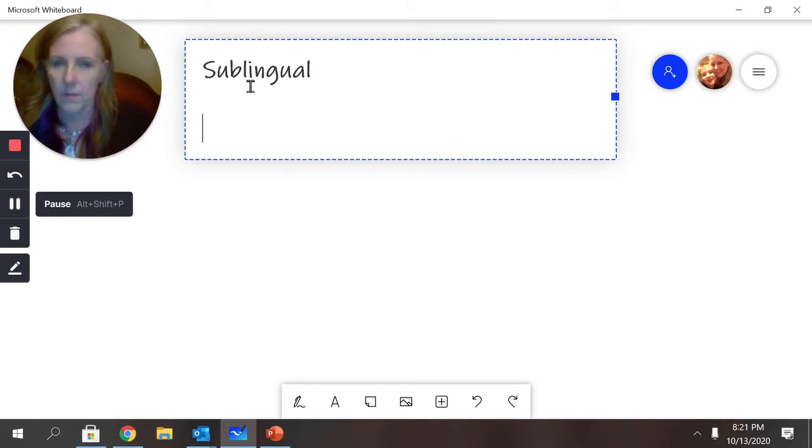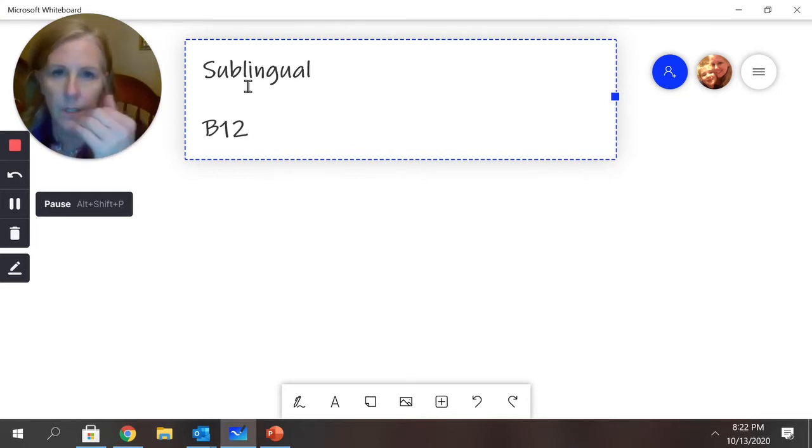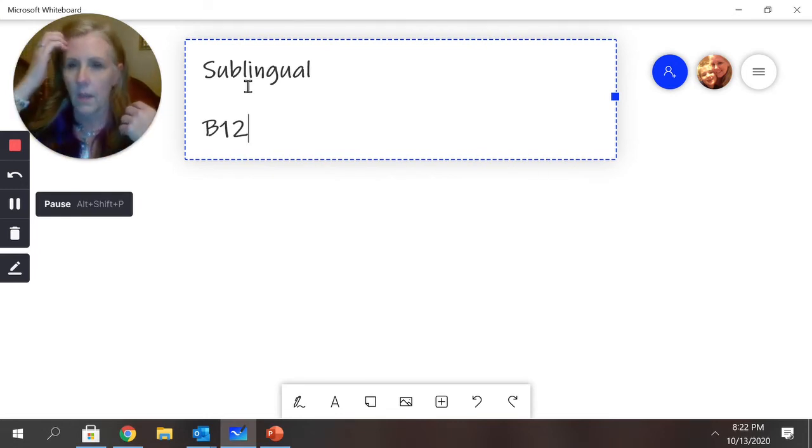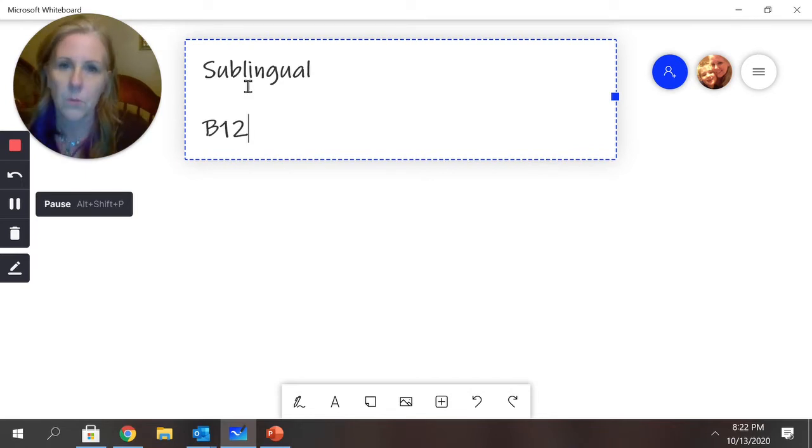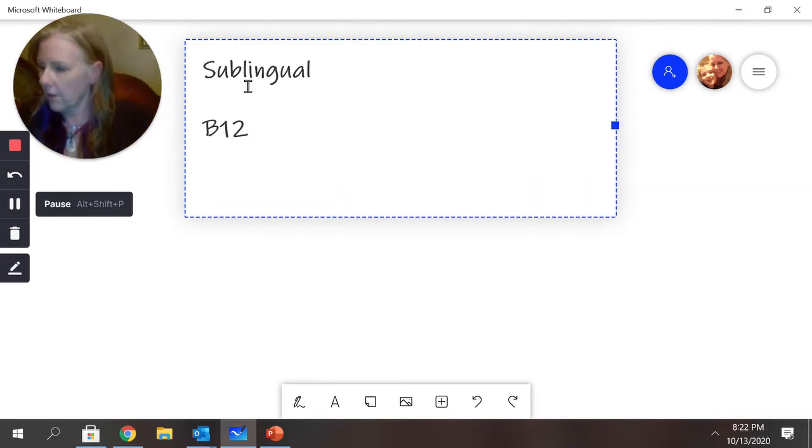Things that come in sublingual forms, one that comes to mind is B12. Maybe some of you have taken this before. You put it in your mouth, let it dissolve, and it will cross the border and get into the blood. It will be absorbed right there in the mouth. There are some medications that can also do that as well. Have you ever heard of suppositories?